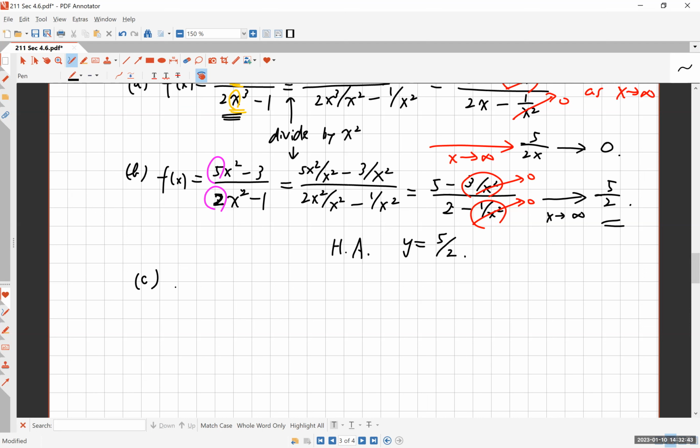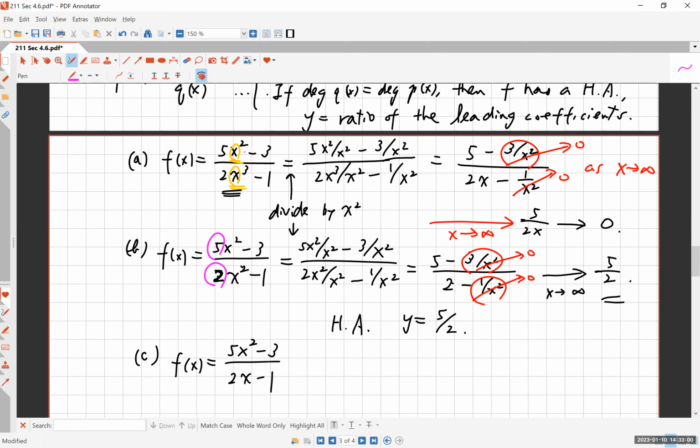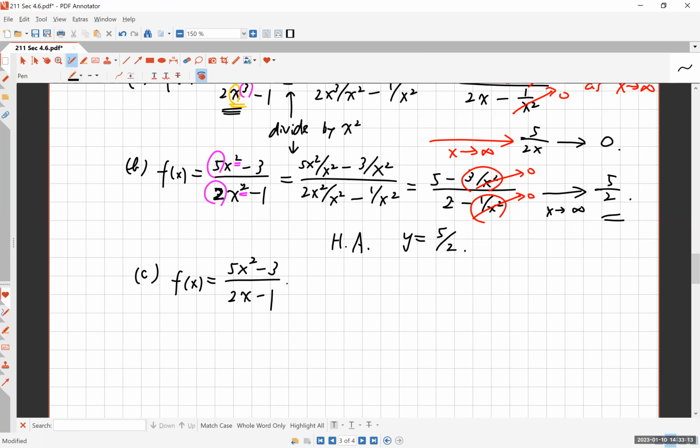All right, so what happens when you have something like this, 5x squared minus 3 over 2x minus 1? Notice here again, I'm using similar examples so you can see exactly what's happening. So first I had the second degree polynomial divided by the third degree polynomial. Then for the second one, I had a second degree divided by a second degree. Now we have second degree divided by a first degree. I can still try to do the same thing. Divide everything by x squared.